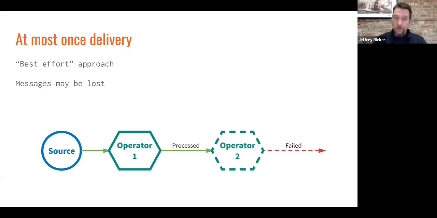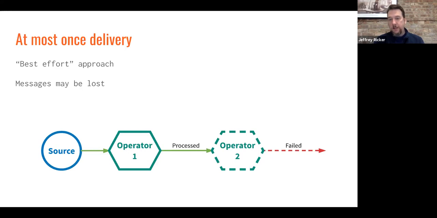So there are 3 types of delivery in stream processing. The first one is at most once delivery, which can be called best effort approach. So you send out a message once and hopefully it gets there. But you never send out the same message more than once, which means that messages may get lost, but you never have a risk of double counting.